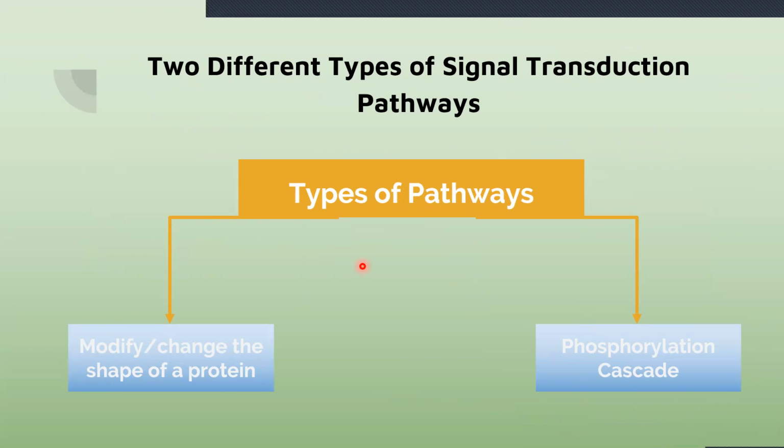So, there are usually two different types of signal transduction pathways, ones that modify or change the shape of a protein, and ones that lead to a phosphorylation cascade. Basically, a message comes into the cell and hits the receptor, and the receptor's shape will change. This will lead to transduction. This converts the extracellular message to an intracellular message.